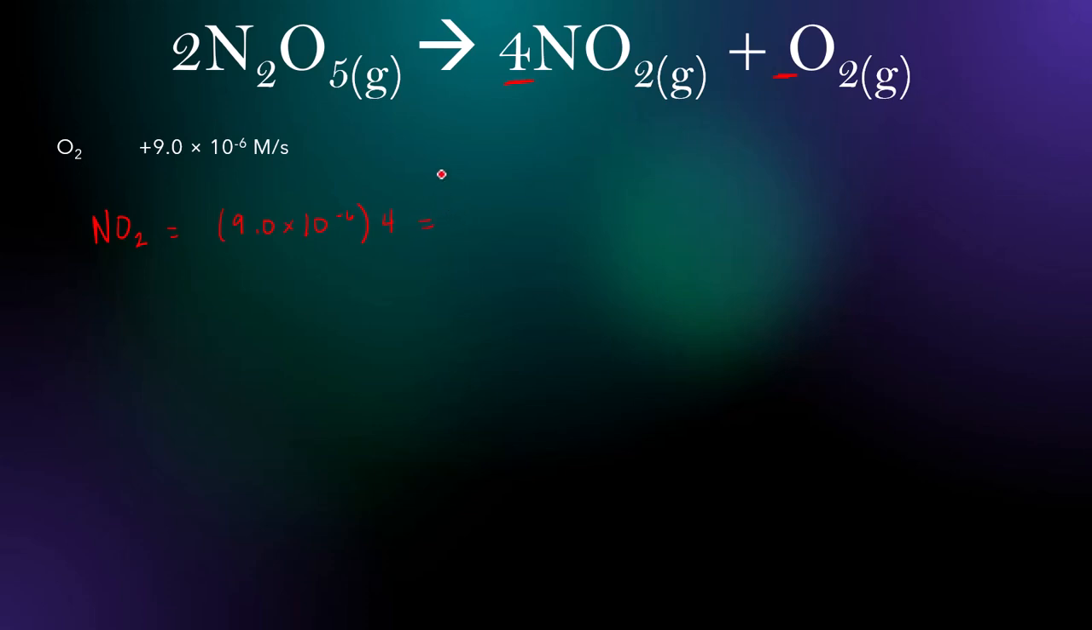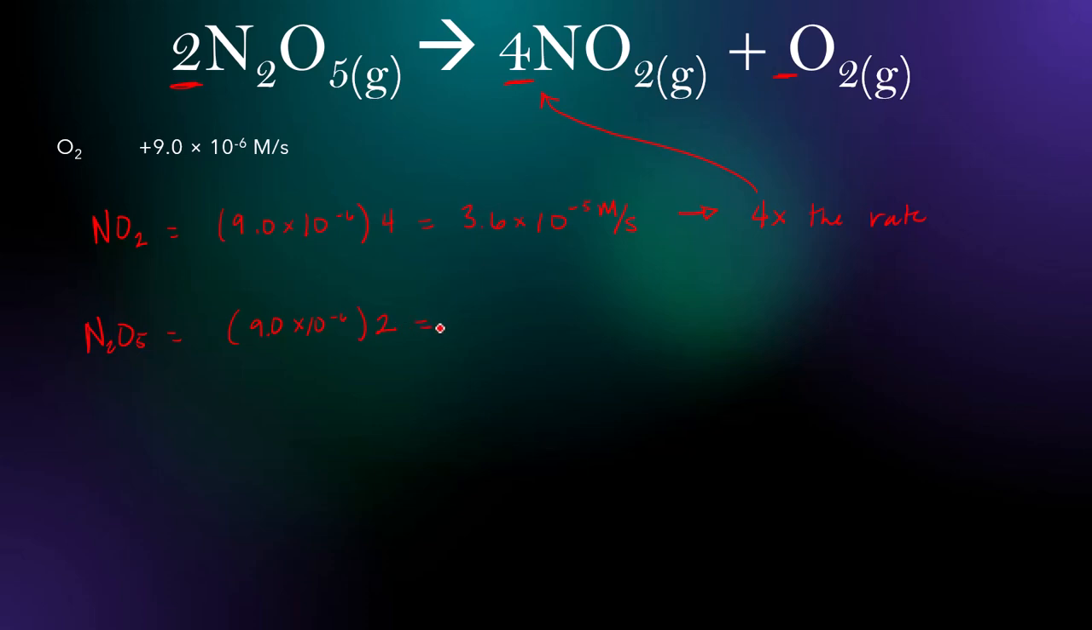Once we multiply that number by 4, we should get 3.6 times 10 to the negative 5 M/s, because it's happening at 4 times the rate. And again, we know this because of the coefficient in front. You do the same thing for the disappearance of N2O5. So we have N2O5. We start out with our original 9.0 times 10 to the negative 6, and we're going to just multiply that by 2 because it's disappearing at 2 times the rate that O2 is appearing, because we have that 2 in the front.